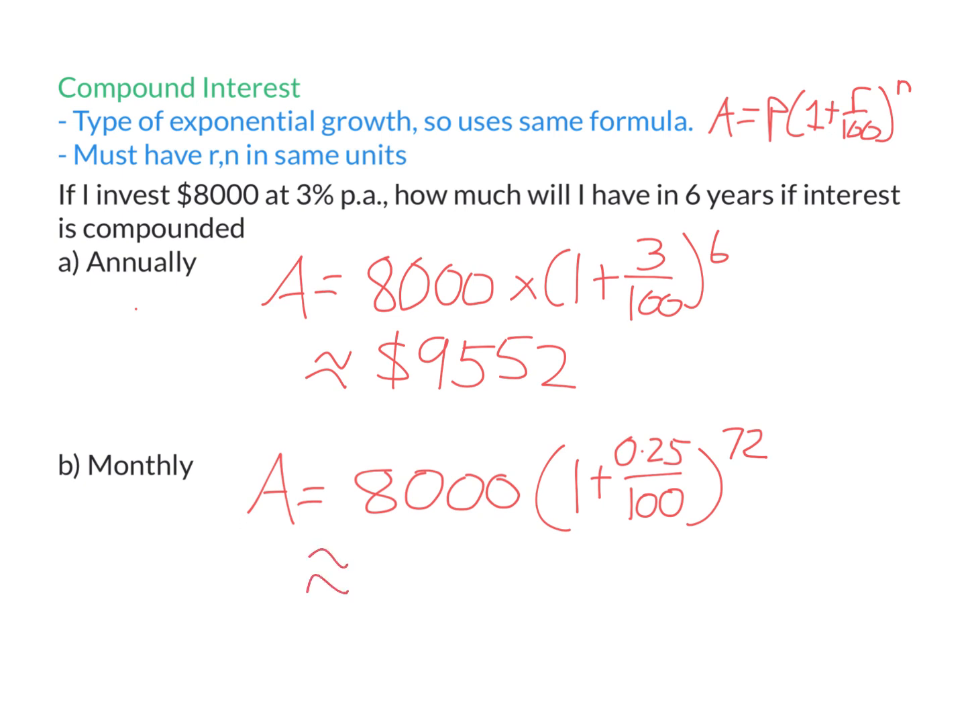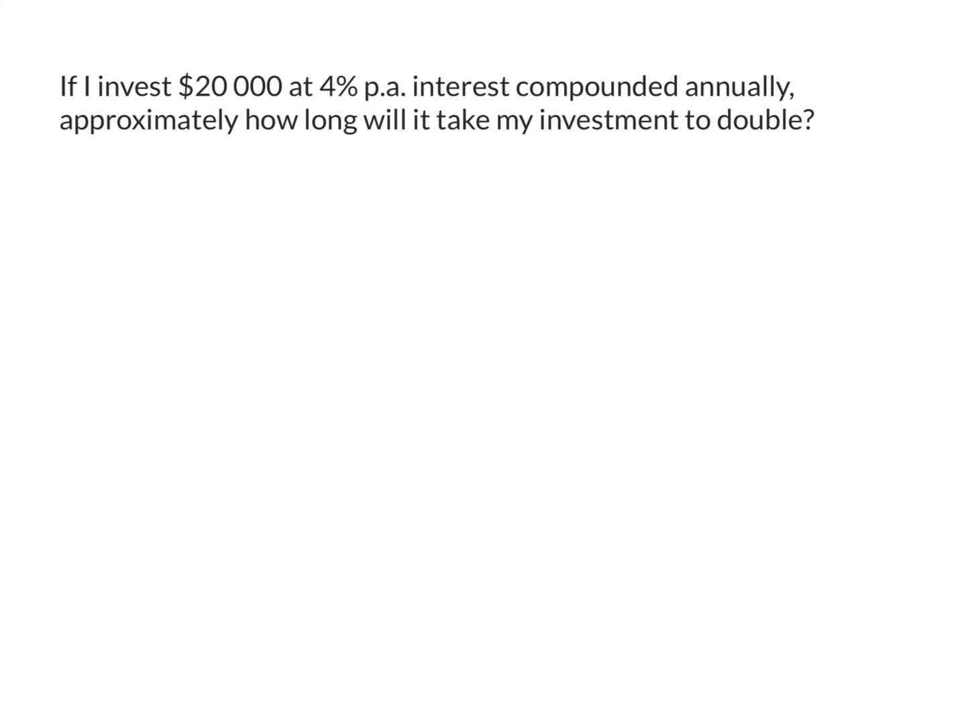So putting that in our calculator, to the nearest dollar, we get 9,576. So we get slightly more if it's compounded monthly. With compound interest, the more frequent the compounding, the more money you end up having. All right, let's look at one more example. If I invest $20,000 at 4% per annum, interest compounded annually, approximately how long will it take my investment to double? I'm still going to use the same formula for compound interest.